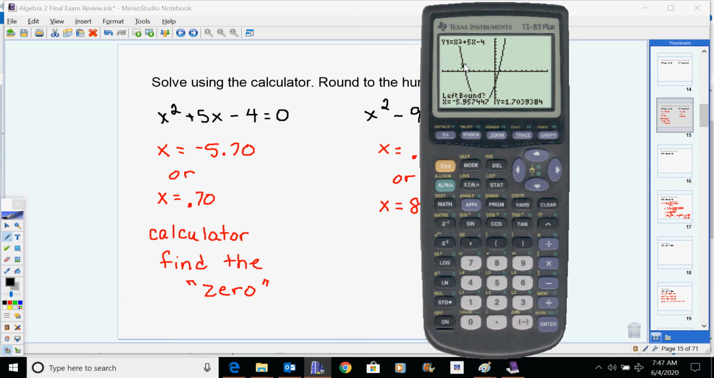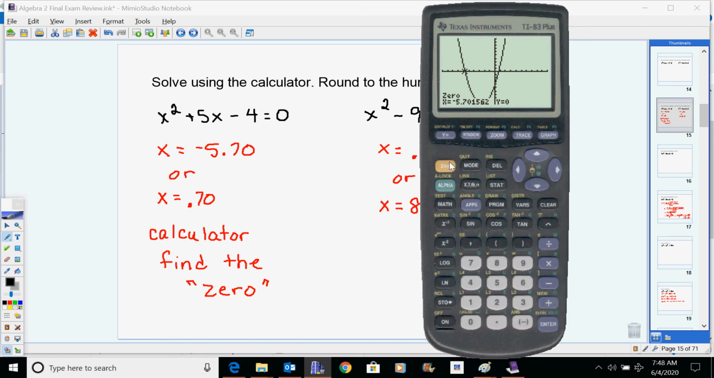Here's our first answer. I need my left bound to be to the left of that. And I hit enter. And I move my right arrow until I get past it to the right of the right answer. And I hit enter. You can guess by going close to it and hit enter. And negative 5.70 if I round to the hundredths place, and the direction said round to the hundredths place.